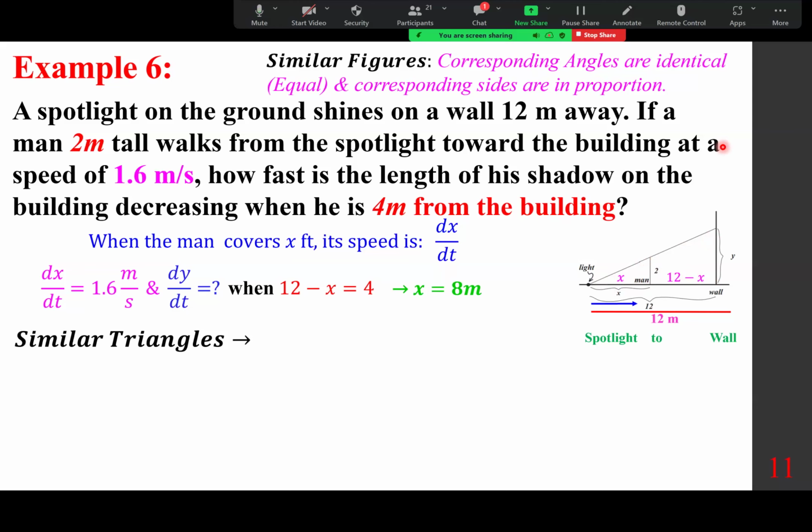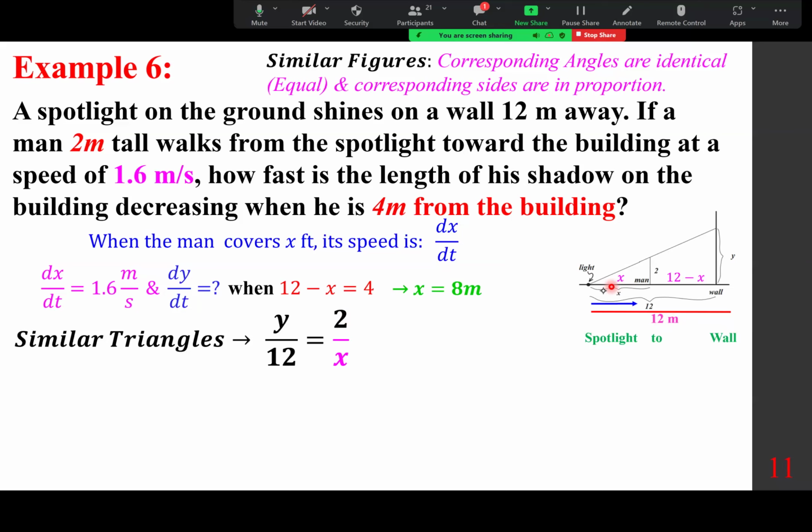So if they are similar, we can say that this side from the smaller one, this side from the bigger one, is the same as this side to this side. So one way to write this: y is from the big one, 12 is from the big one. Corresponding to y, 2 is from the small one. Corresponding to 12, x is from the small.